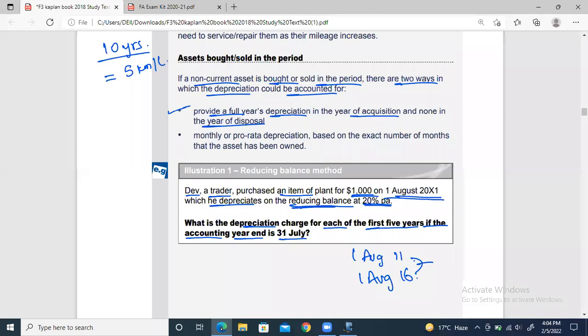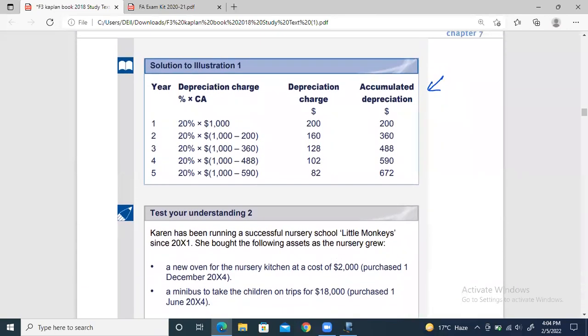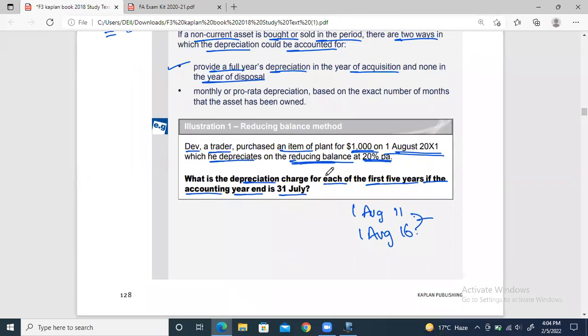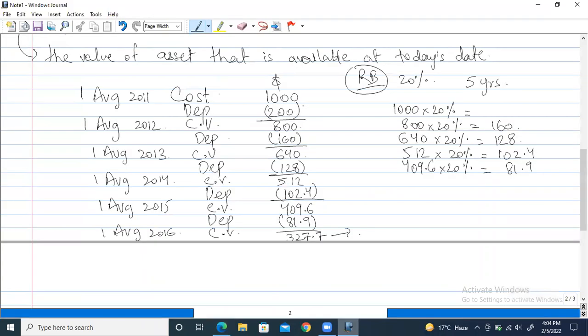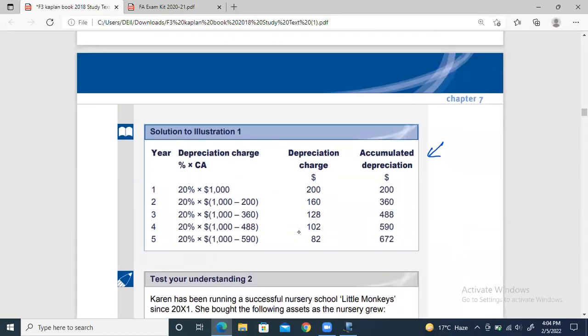Now let's see in the answer. This will be the same answer, right? So what did it ask in the question? Oh, it's basically asking the depreciation charge for the year. So this is each year's depreciation charge, 200, 160, 128, 102.4 and 81.9. If it asks in the question for the final carrying value, then this would be the answer, 327.7. Okay. So he has calculated the whole depreciation, and the total.